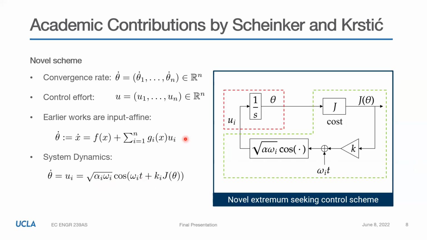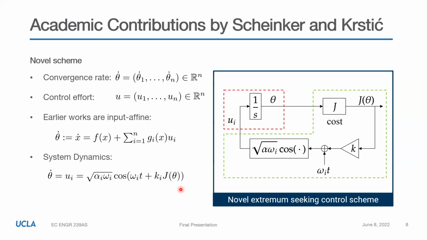So typically, most extremum-seeking control schemes have this input-affine form where the controller will enter the system by a multiplication of a smooth G function, but instead now we have this cosine function where J gets formulated into the argument of a cosine and sine function, and that's the key novelty here.